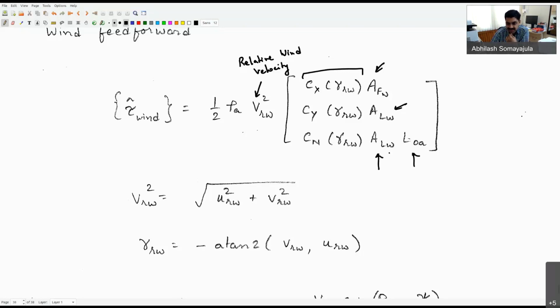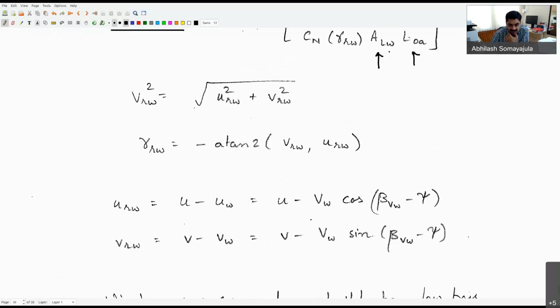So we had taken a look at that in the modeling section, and we are just summarizing that here, putting together how we will estimate these wind forces. VRW here was nothing but the square root of URW square plus VRW square. Actually, there is no square root. If there is a square root, then this should not be there. So that's a mistake in the notes. Please mind that. And the relative angle is atan inverse of VRW divided by URW, where URW and VRW are the relative velocities of the wind with respect to the craft's velocity.